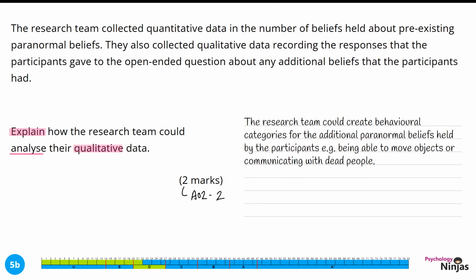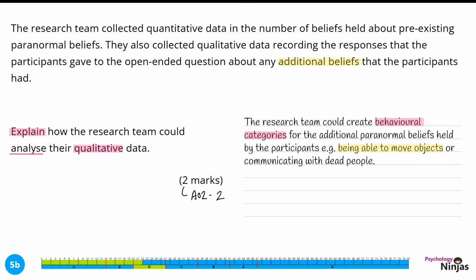The research team could create behavioural categories for the additional paranormal beliefs held by the participants. For example, being able to move objects or communicate with dead people. We've demonstrated our understanding of qualitative data analysis by talking about behavioural categories. We've then linked this into the stem by giving particular paranormal beliefs that we'd be creating those behavioural categories about. We're going to tick this off in our stem in order to show a variety of application skills.